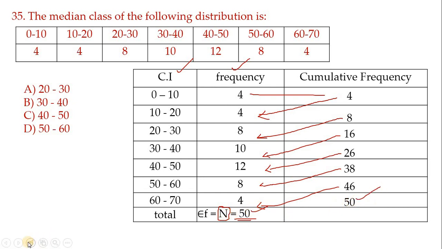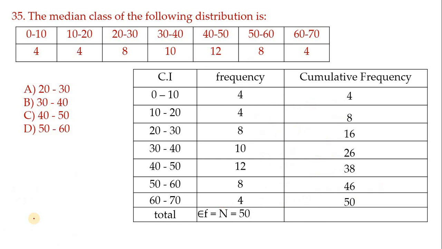Next, to identify the median class, I said that we have to find the value of n by 2. So write n by 2, n value is 50, so 50 by 2 is nothing but 25.